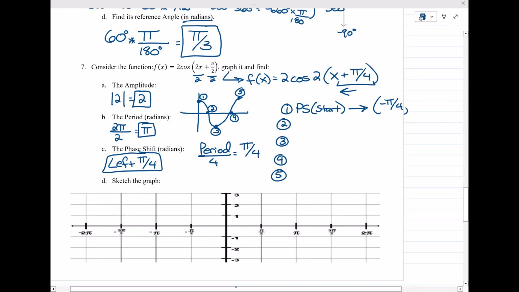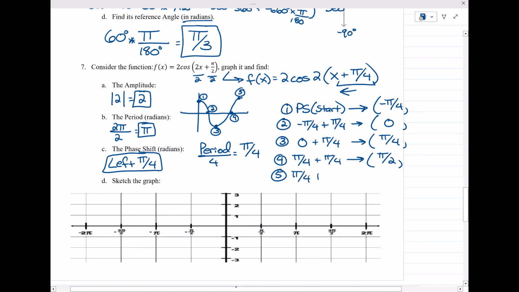The way we get those other 4 points is you take the x value of the phase shift and you add pi over 4, giving us 0. Take 0 and add pi over 4, giving us pi over 4. Take pi over 4 and add pi over 4, giving us 2 pi over 4 or pi over 2. And then we take pi over 2 and we add pi over 4. That gives us 3 pi over 4.